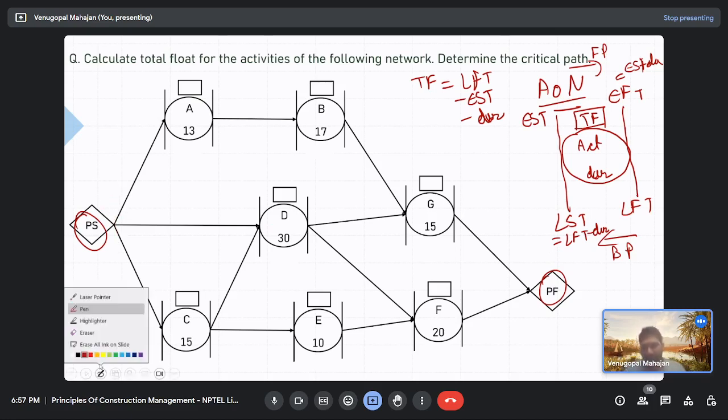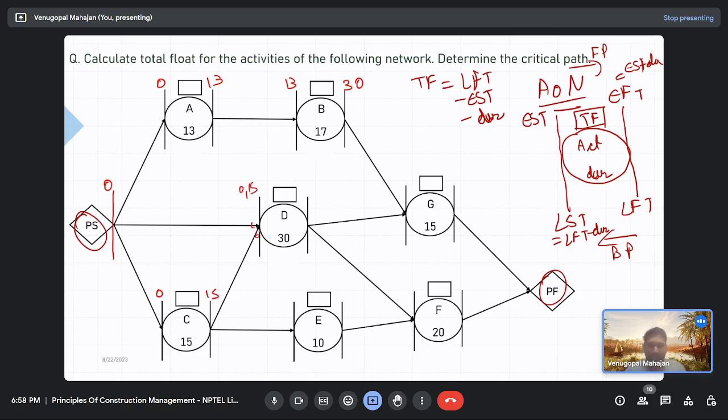Let's write the values here. We start at 0. So early start time for activity A is 0, following this arrow. Now early finish time 0 plus 13, 13. Similarly for activity B, the early start time now becomes 13, 13 plus 17, 30. For activity D, there are two arrows, so we will have something else. 0 for activity C, 0 plus 15, 15. In this case, either it can be 0 or 15, but all the incoming arrows should be complete, so that would be the maximum value, right? 0 comma 15, then this becomes 15.